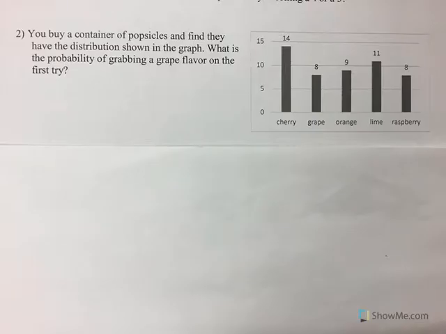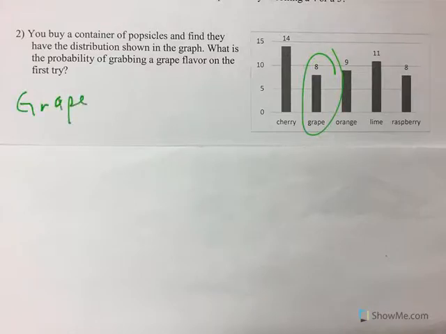You buy a container of popsicles. And finally have the distribution shown in the graph. That's a lot of popsicles. Like, how big of a container did you buy? What is the probability of grabbing a grape flavor on the first try? If you're my mom, you would throw up. My mom hates grape. I think grape is fabulous, but whatever.